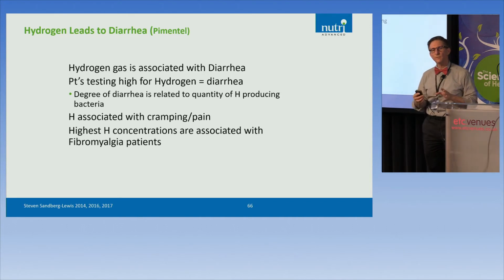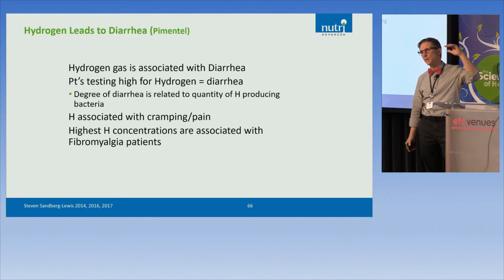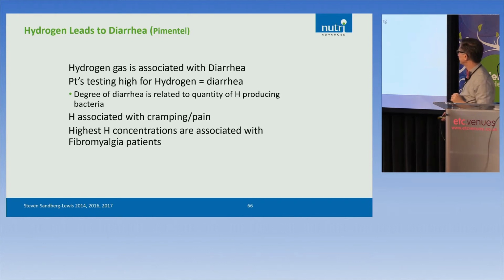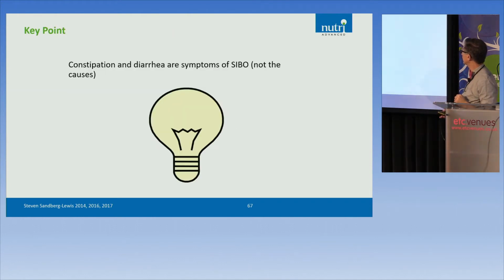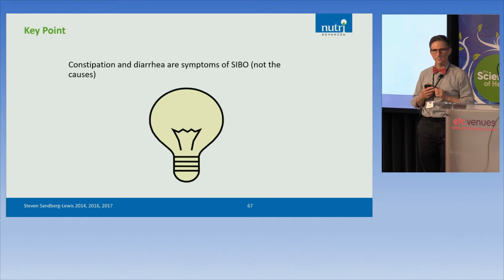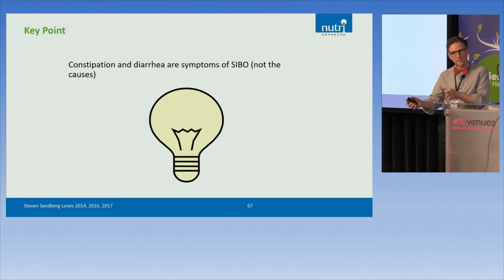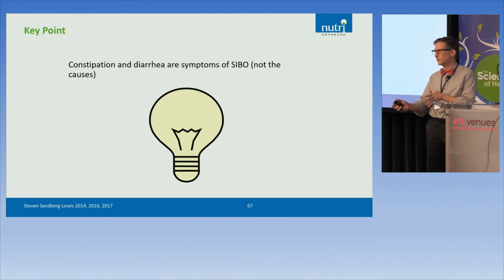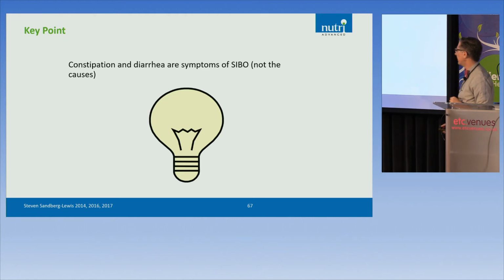And they've also found that fibromyalgia is associated with hydrogen SIBO. And the higher the hydrogen level, the more fibromyalgia pain. Another light bulb: constipation and diarrhea are symptoms of SIBO, not the causes. It's not the constipation that slowed things down. Constipation is in large part happening in the large bowel. Here we're talking about the whole preliminary setup in the small bowel.